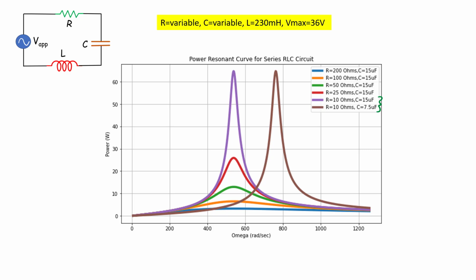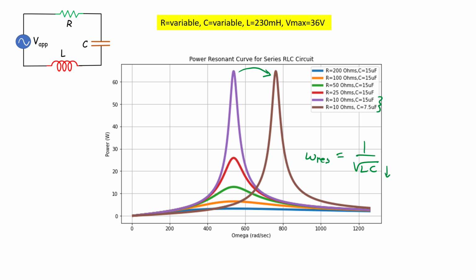You can see now it shifts that resonant frequency to higher values of omega. Again, that's because the resonant frequency is equal to 1 divided by the square root of LC. If I make C smaller, guess what? I'm dividing by a smaller number. I'm going to get a higher resonant frequency. You can see that the shapes of the purple and the brown curves are very, very similar to each other. They're simply shifted over.